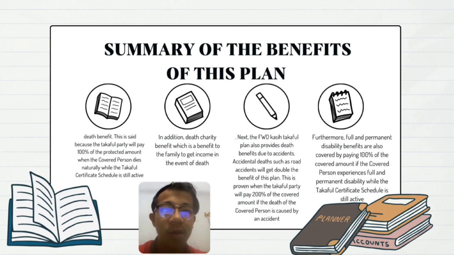Next, the FWD Kasih Takaful plan also provides benefits due to accident. Accidental death, such as in a road accident, will get double the benefit of the plan. This is because the takaful party will pay 200% of the covered amount if the death of the covered person is caused by an accident. Furthermore, full and permanent disability benefits are also covered by paying 100% of the covered amount if the covered person experiences full and permanent disability while the takaful certificate schedule is still active. There are many benefits that can be taken if the customer registers for the FWD Kasih plan.